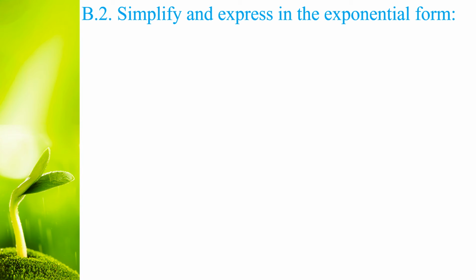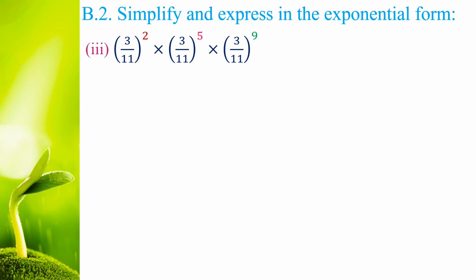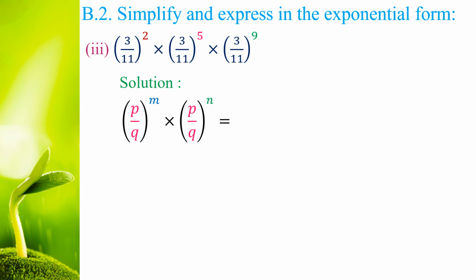Next, simplify and express in the exponential form. (3/11)^2 into (3/11)^5 into (3/11)^9. Solution. Here we know that the rational number is 3/11 and the positive integers are 2, 5 and 9. So we are going to use the first law. (p/q)^m into (p/q)^n equals (p/q)^(m+n).